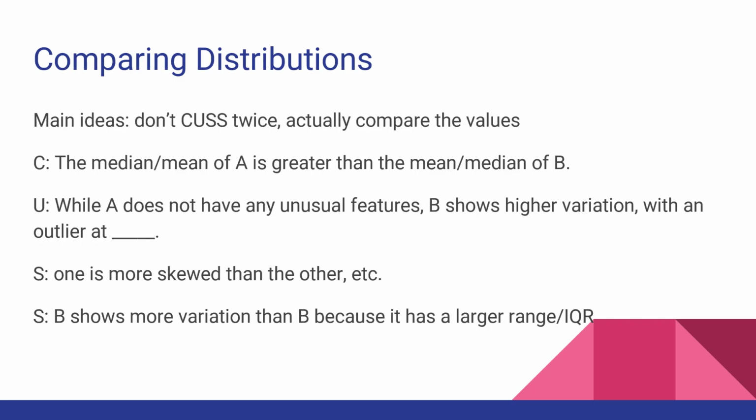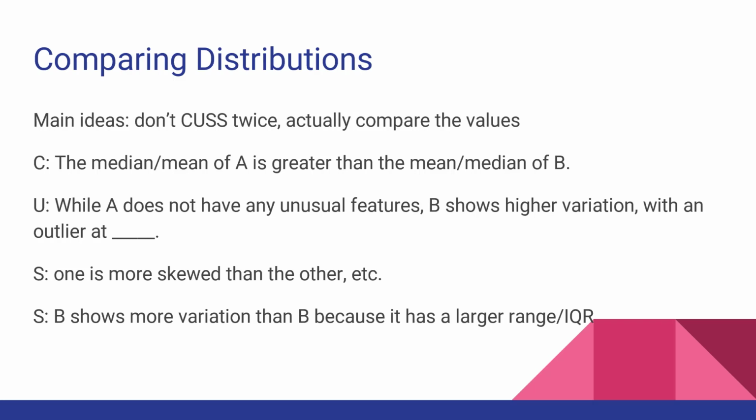When you describe distributions in the past, all you really had to do was just CUSS, so center, unusual features, shape, and spread. In this case, when you have 2, the point isn't to CUSS twice, once for each distribution. It's to go through CUSS and then compare each element to each other.